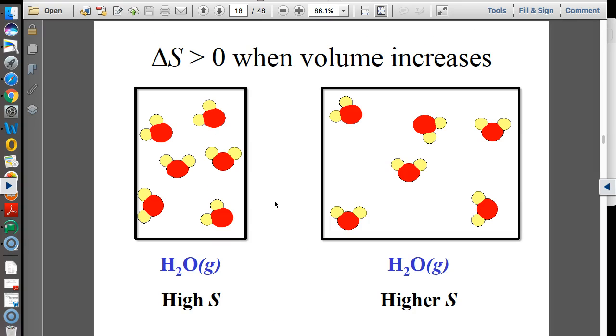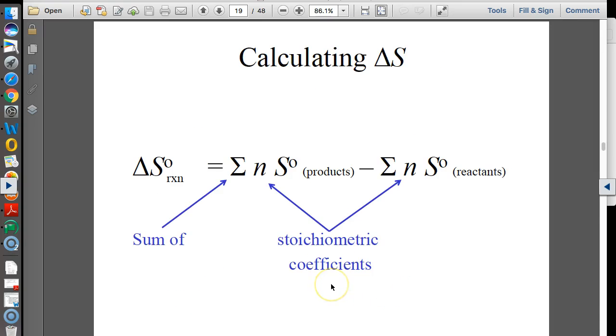I wish I had this lesson like 3 weeks ago, right? That would have been good for the acid bases, just a little bit of graph action. That would have been all right. If you increase the volume, you're going to have more volume for possible arrangements, so higher entropy.